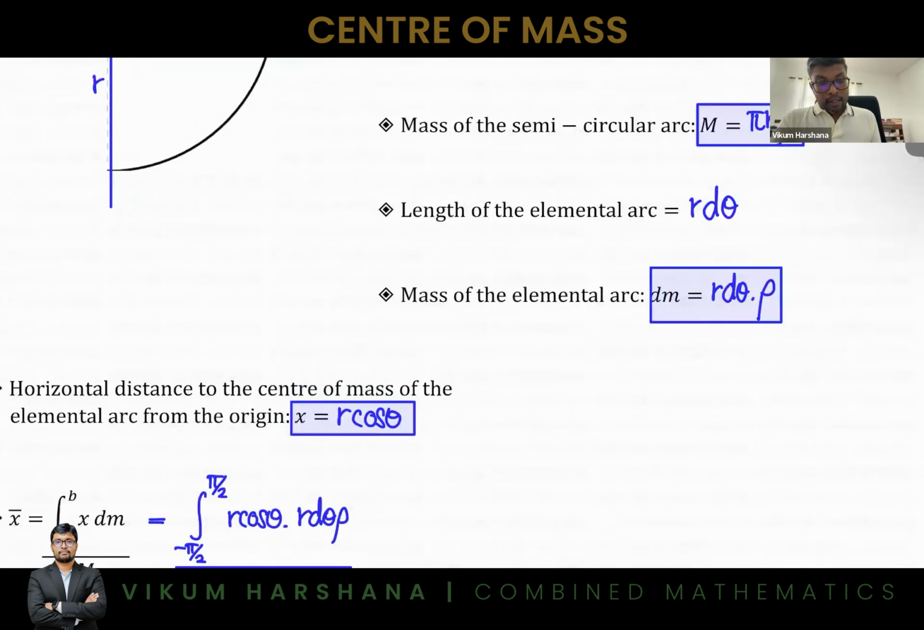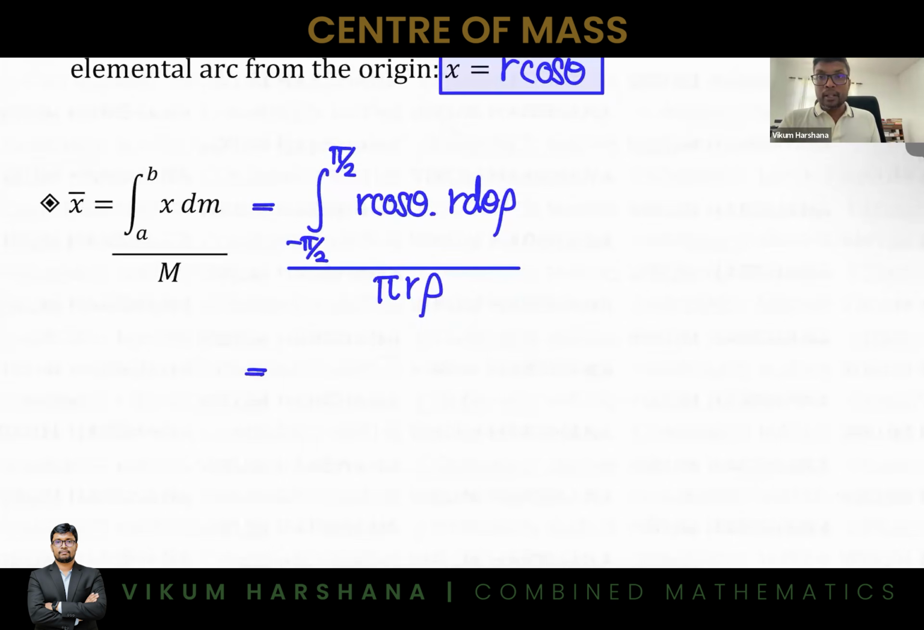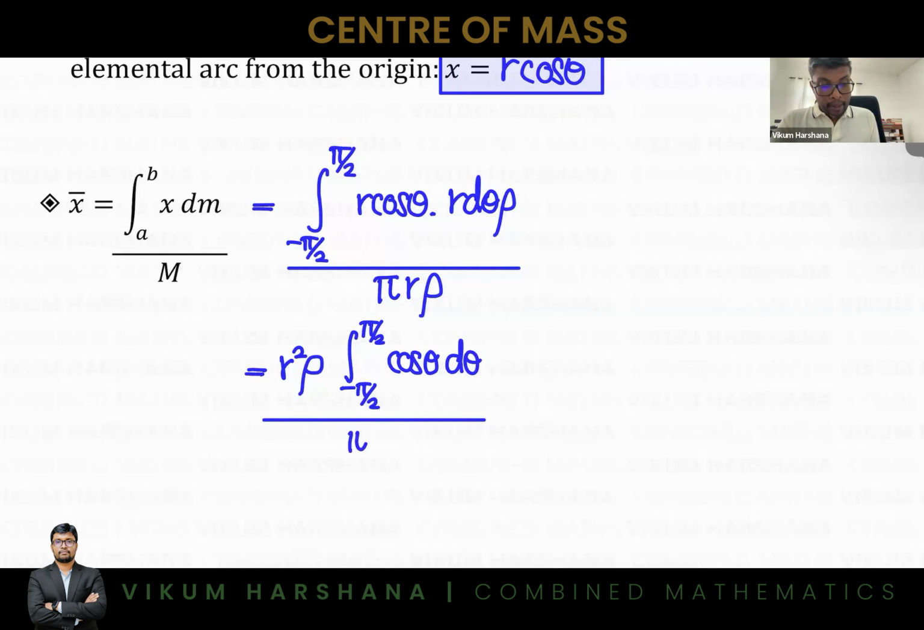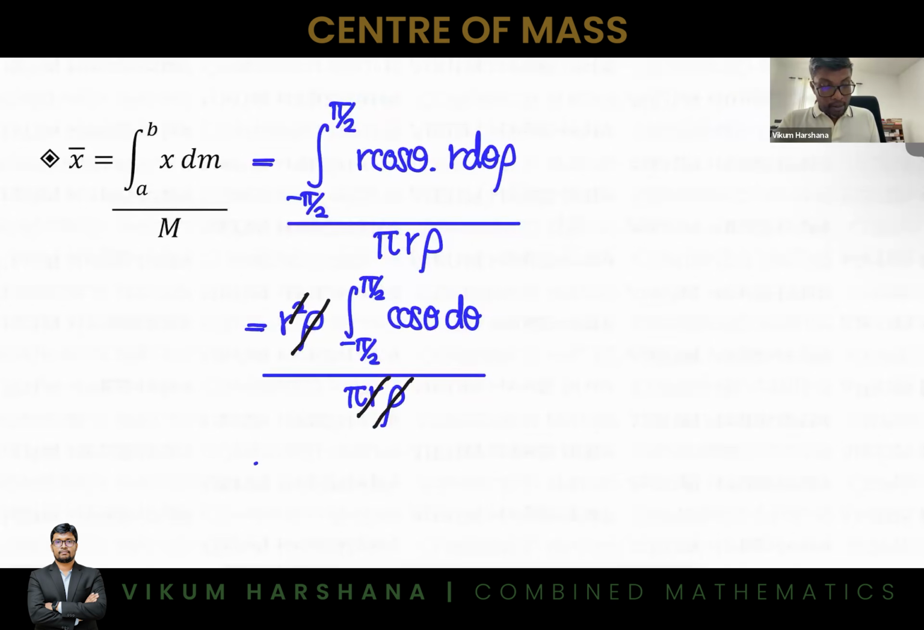Now the next step is to take all the constants out. So r squared is a constant, take it out. Rho is a constant, take it out. Now you will end up with these two: cos theta d theta, and divided by pi r rho. Now what happened? We can cancel all the constants, right? So one r cancels one r, rho cancels rho. So you will get r over pi.